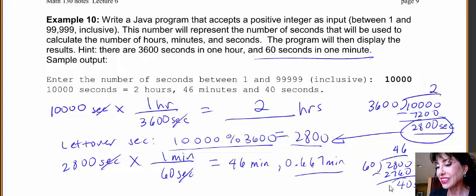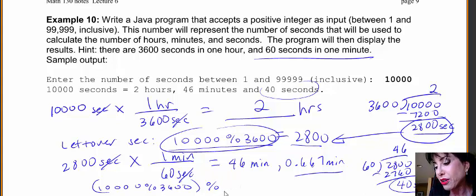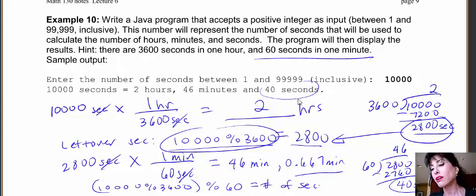So 40 seconds is our leftover seconds, and that's what it says in the display. But how do we get that? Well, we took what we had before, which was the leftover minutes, if you'll recall, which was 10,000 mod 3,600, and that value we divided by 60 and looked at the remainder when we divided by 60, which is found by taking this value and the modulo operator 60, and this gives you the total number of seconds that's required. So now we see how we got all of this.